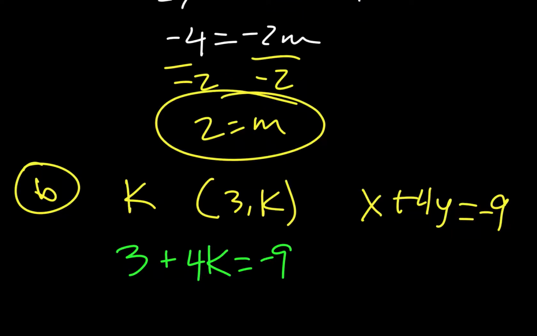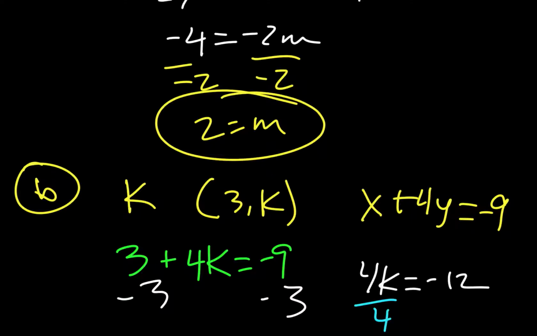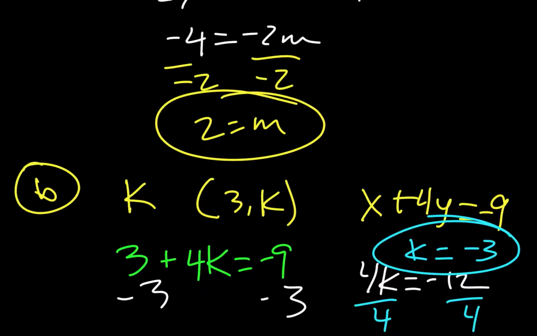The next step is to subtract 3, and so we end up with 4k equals -12. Then we divide by 4, and we end up with k equals -3. And we're done with that one.